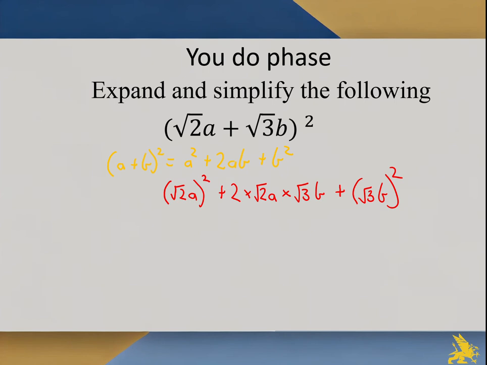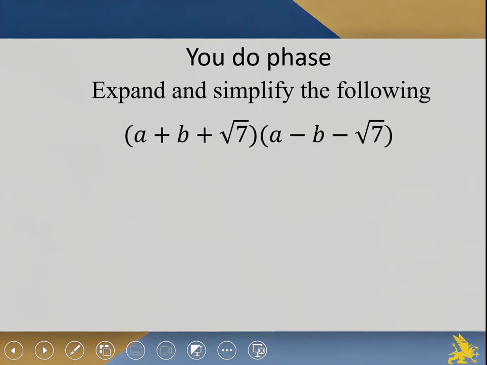Now I'm just going to have to simplify this. Let's look at the first one, square root 2a in brackets squared. That will just cancel out the square root. So that means it becomes 2a squared. And then the next part, I've got plus. What are the numbers timesing? Well, I've got 2. What is the square root? Well, square root 2 times square root 3 is square root 6ab. And then the next part is square root 3 squared, just becomes 3, so it'll be 3b squared.